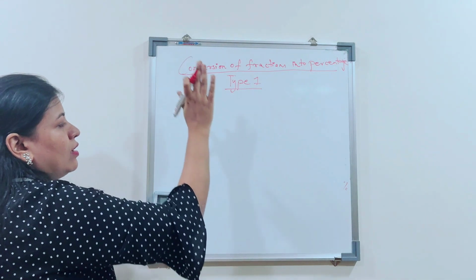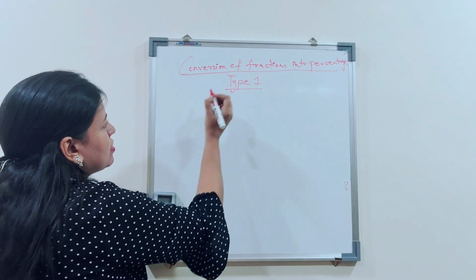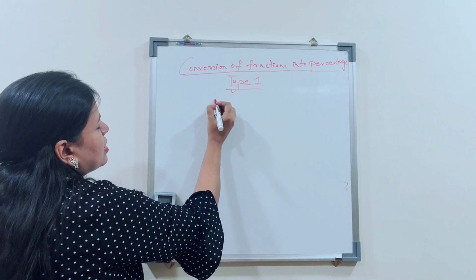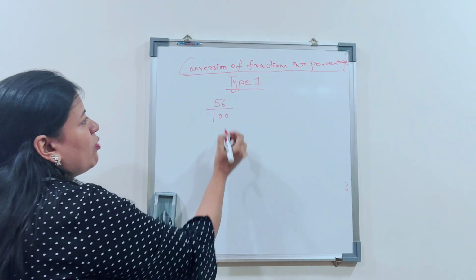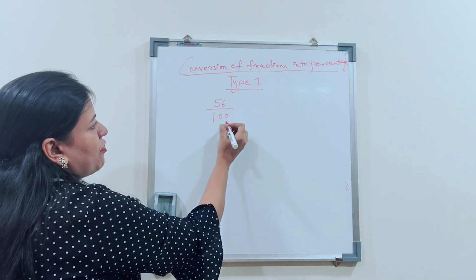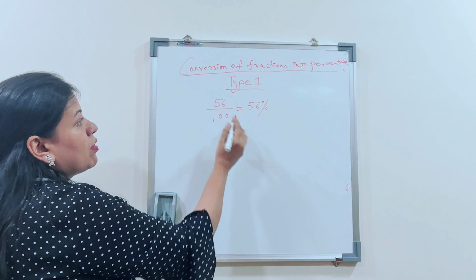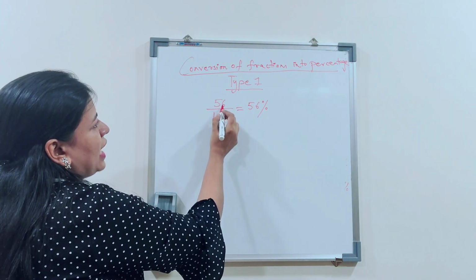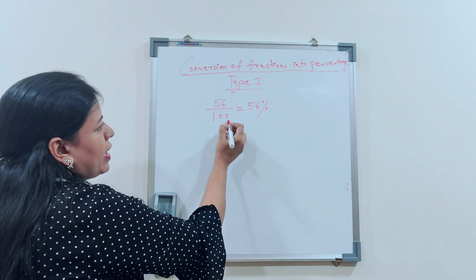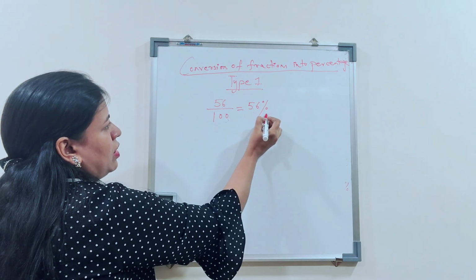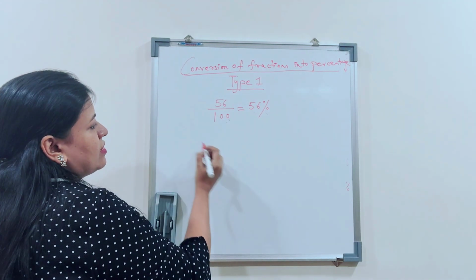Now I will tell you about type 1. This is type 1. Now this is very simple because here you will have all the fractions with denominator 100. Say for example, you have 56 out of 100. Now I've already told you before that 56 out of 100 is equal to 56%. Why do we say so? Because whatever is written in the top, that number we write as it is, and this number divided by 100, now divided by 100, we replace it with percentage symbol. Thus we get 56 out of 100 is equal to 56%.